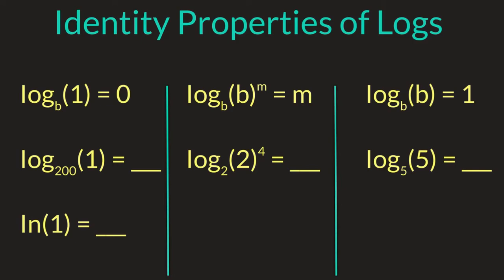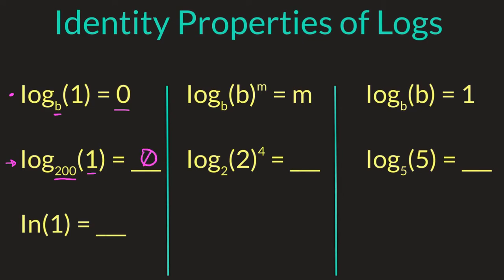The first example over on the left side is log base b of 1 equals 0. So in other words, it doesn't matter what your base is. If it's of 1, then it will always equal 0. So for example, our first example, log base 200 of 1 will automatically equal 0.